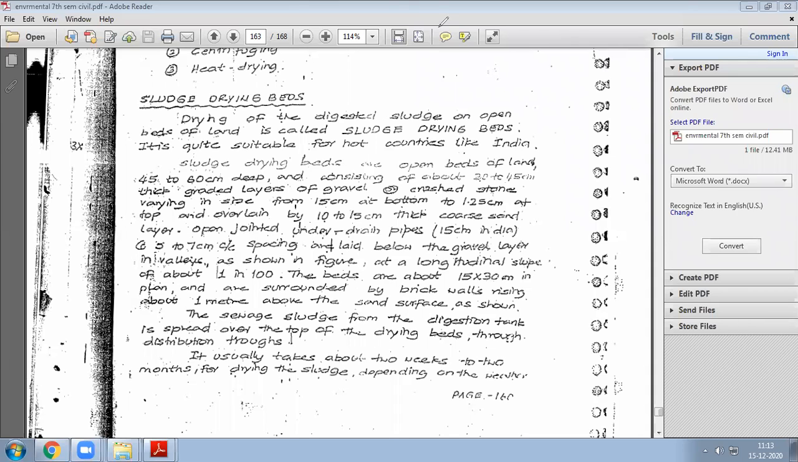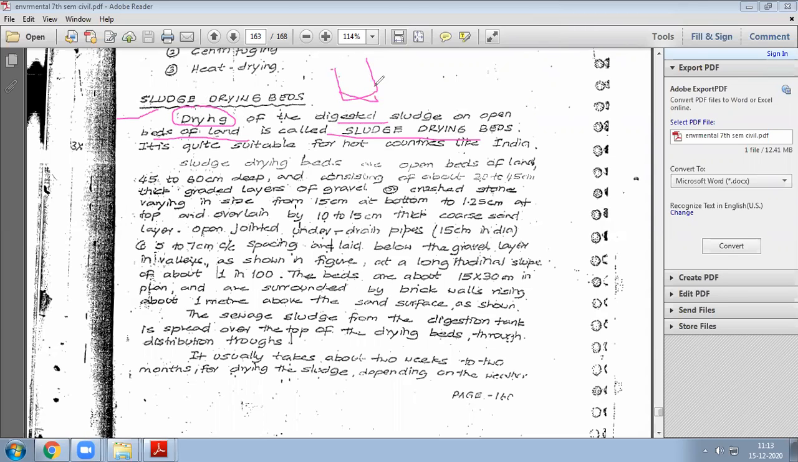Wait, I will try to draw. So this is the last concept I'm doing now. So open beds of land are called sludge drying beds. Drying, you all know what drying means. Like clothes you dry with the sun, same like this, the digested sludge which came out from this tank.